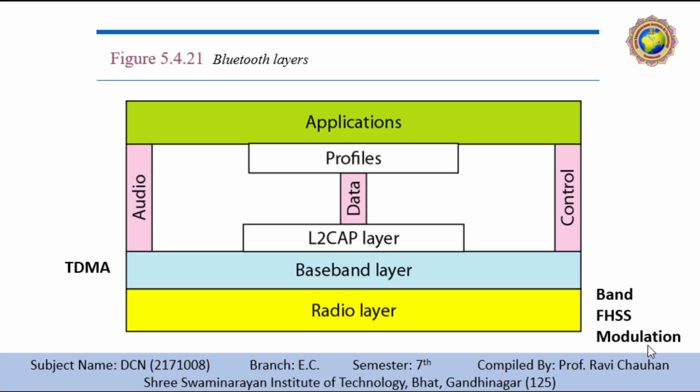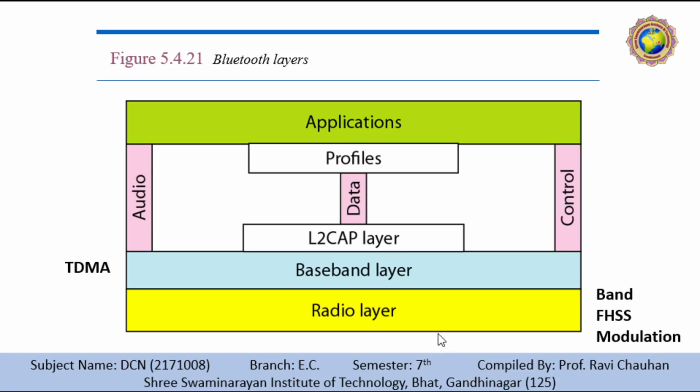The frequencies in megahertz are defined according to the following formula. Fc is equal to 2402 plus n, where n is equal to 0, 1, 2, 3 up to 78. For example, the first channel uses the carrier frequency 2402 MHz and the second channel uses the carrier frequency 2403 MHz.